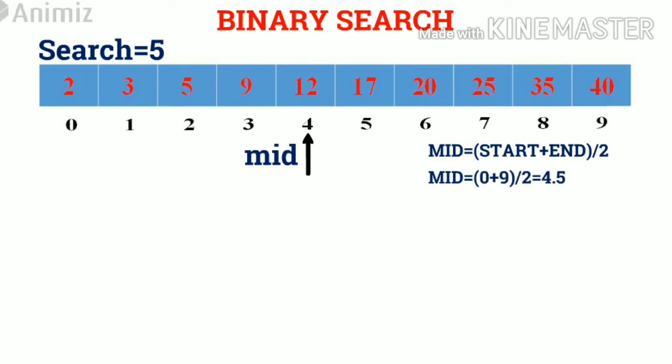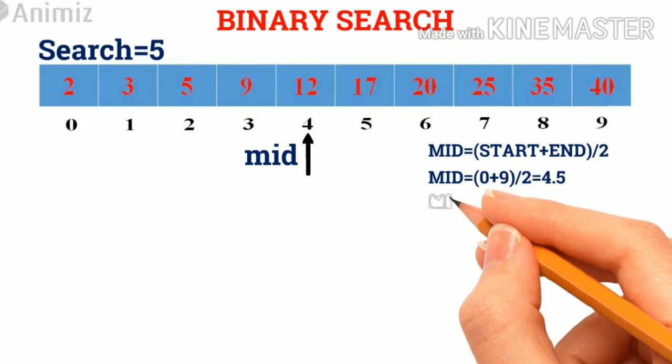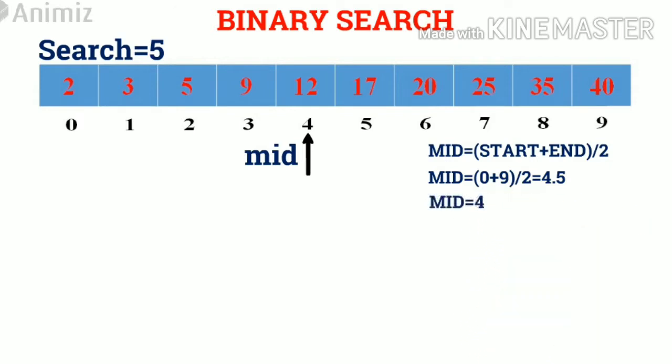So middle is equal to 0 plus 9 divided by 2, equal to 4.5. Here, according to the integer, we have the number 4, because the data type we have taken is integer. So it will not take a double. It will take the position 4. So right now we got the middle position, that is 12 at the 4th position.